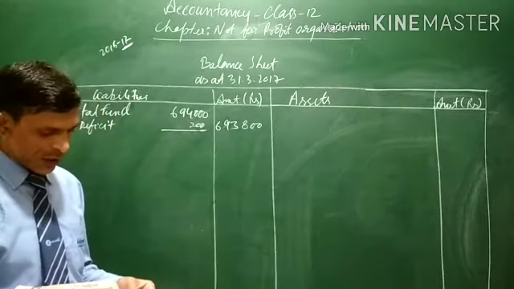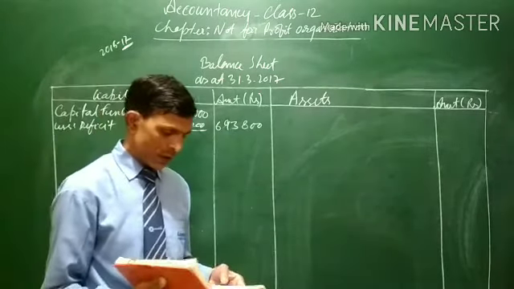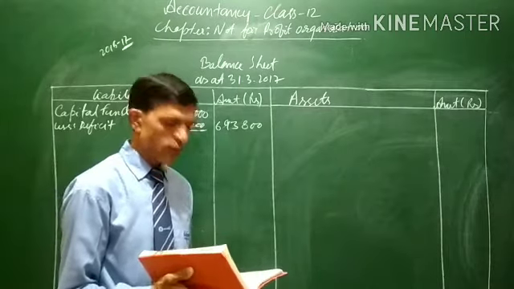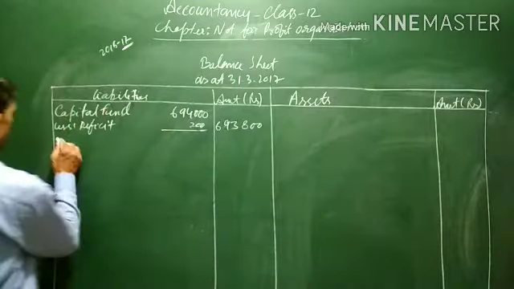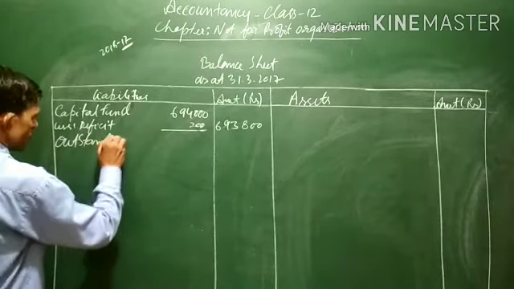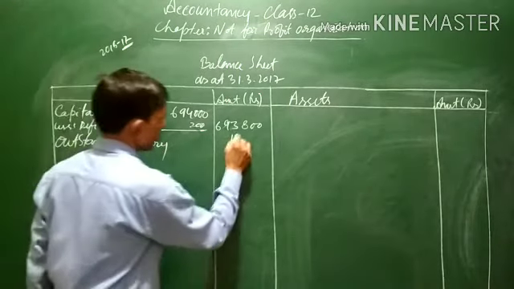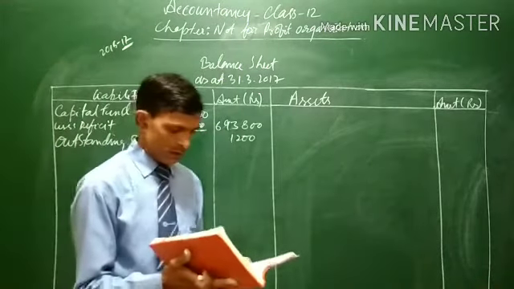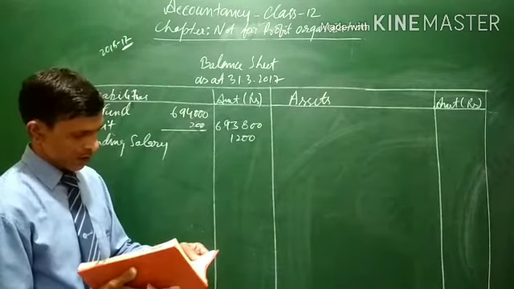Now outstanding salary is given, which is mentioned at the end of the year. Means 1,800 was the outstanding salary of the previous year. Now for the current year it is mentioned that the outstanding salary is 1,200. So it is again a liability. Outstanding salary of the current year is mentioned in the adjustment, that is rupees 1,200.